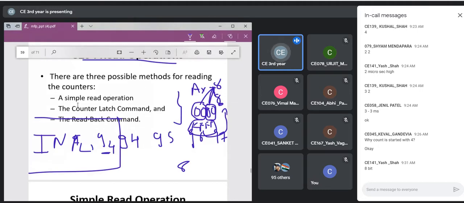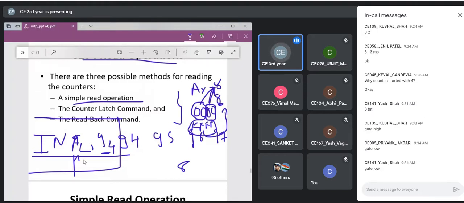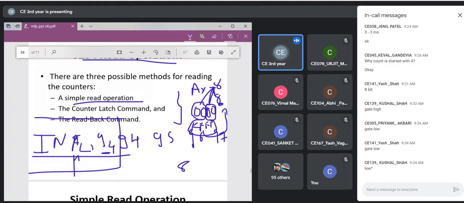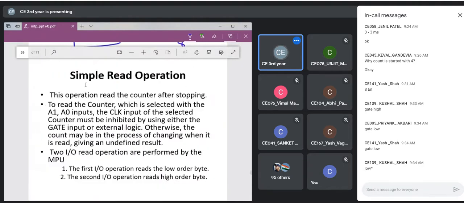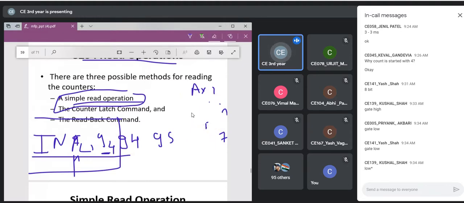So I can use the simple read operation, I can use this IN instruction twice, but at that time I have to stop my counter. How can you stop your counter? Yes, by keeping your gate low, by altering your gate value. So that is one way: with the simple read operation, just make your counter stop. But sometimes we don't prefer it, because I want to read, I will stop my counter. That should not happen, no?